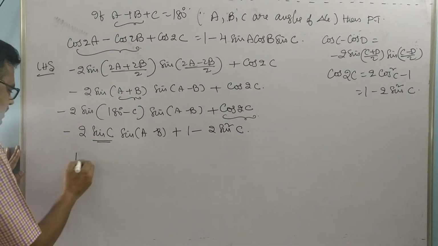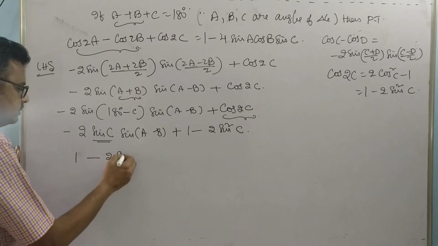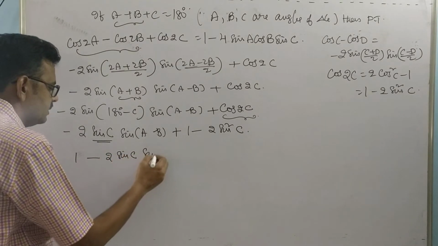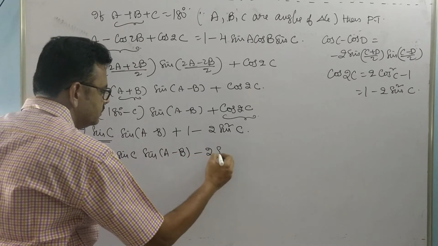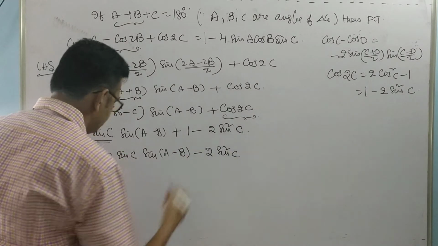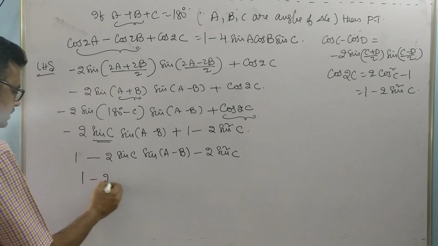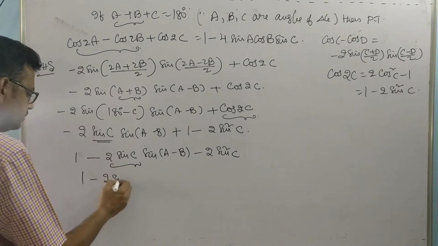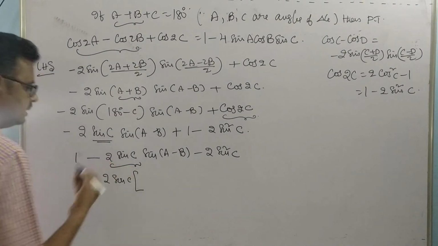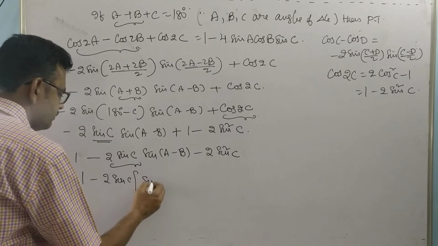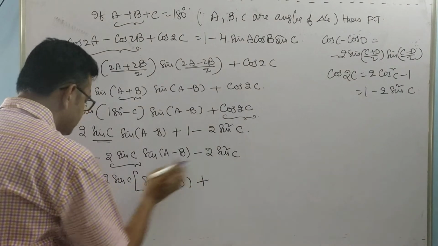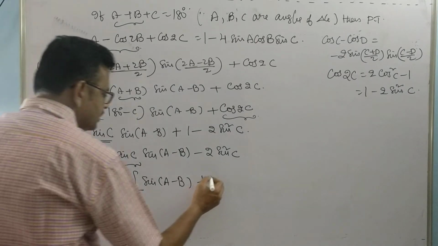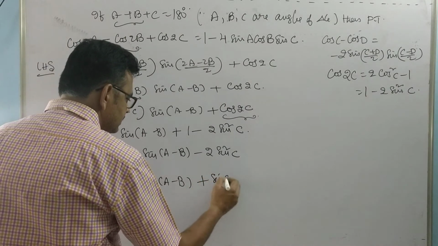So 1 minus 2 sin C into sin of A minus B minus 2 sin square C. That is 1 minus these two. I can take 2 sin C common. So this is sin of A minus B, minus common, so this becomes plus, sin C.